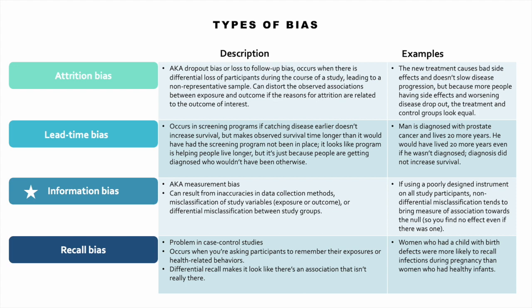Differential misclassification would occur if the poorly worded questionnaire was only used on one group and not the other. It can cause a spurious association in either direction, leading researchers to find an effect even though there wasn't one.